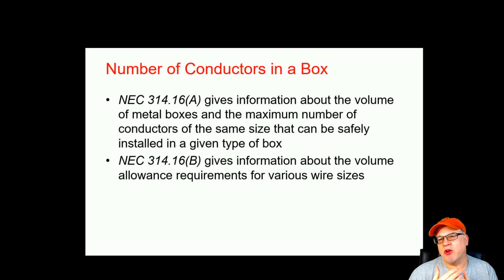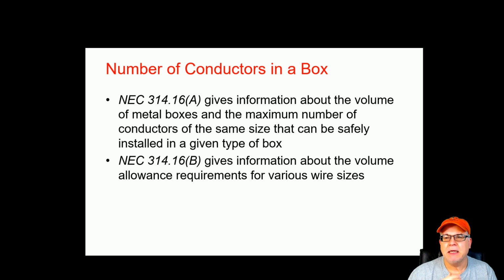Now, when you get into our program and you want to learn about the number of conductors that go into a box, it's going to take you to 314.16(A), which gives information on the volume of metal boxes. And that talks about the maximum number of conductors of the same size that can be safely installed in a given type of box. Now remember, that table is for when they're all the same size conductors that go into that box. Now, when they're not the same size, then you have to go to 314.16(B), and that's going to give you what's called a volume allowance, and you can calculate how much volume you have in that box.